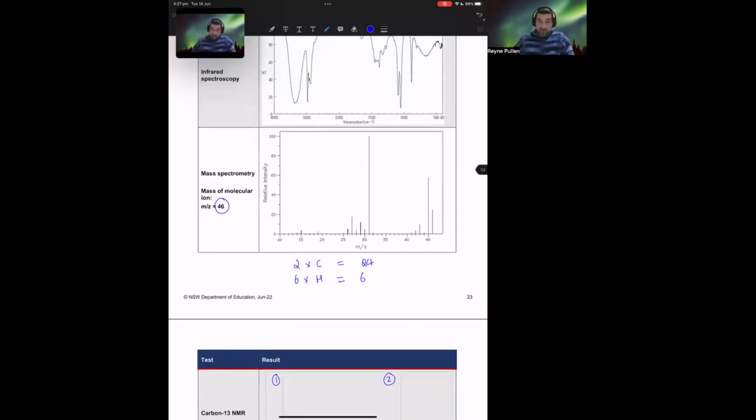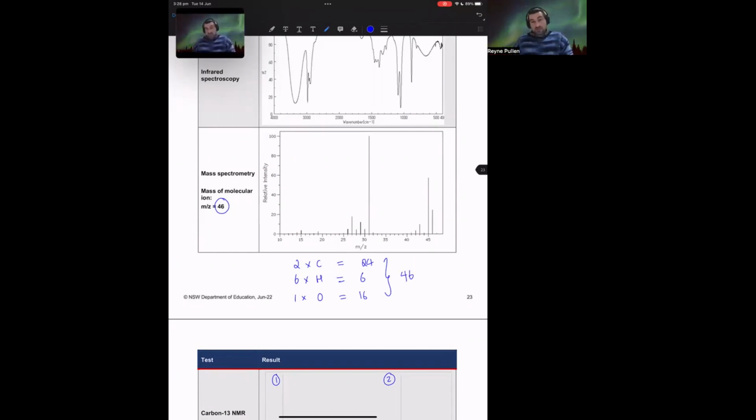And the other piece is that we know that there's an alcohol or an aldehyde present. Now, in the case of either of those, there must be 1 oxygen. So we times it by an oxygen, that's 16, and that adds up to 46. Good news, okay? Good news.